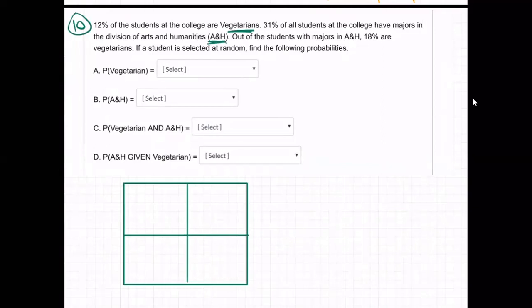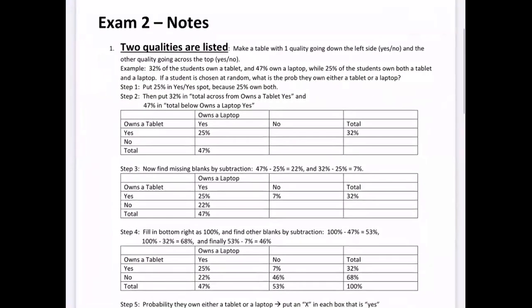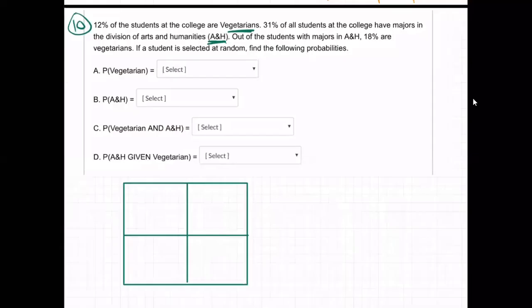So let me again call your attention to the notes. Whenever there's 2 qualities listed, you need to make a table. And so I go through all this detail here showing you how to make a table. This one is particularly tricky, I think. You can put it either way. I'll put the vegetarians at the top. Yes, they're vegetarians. No, they're not vegetarians. Vegetarians at the top, you can put it on the side. It doesn't matter. And then I'll put on the side, they're arts and humanities majors. Yes, they are. No, they're not.